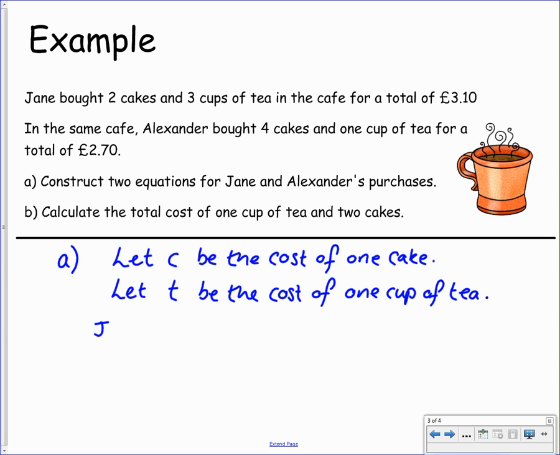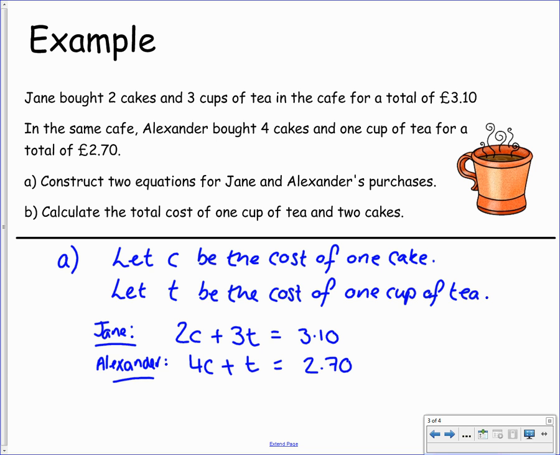So for Jane, she bought 2 cakes, so 2C, and 3 cups of tea, so 2C plus 3T. That gave her a total of £3.10. For Alexander, he bought a total of 4 cakes and 1 cup of tea, which gave him a price of £2.70. So there we have the two equations representing the purchases for both of them.